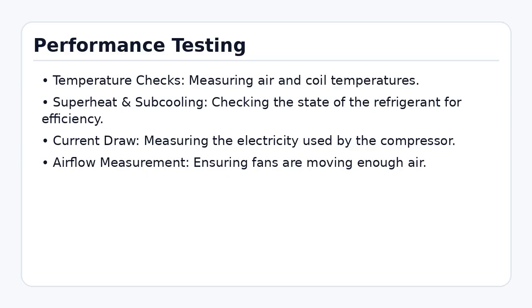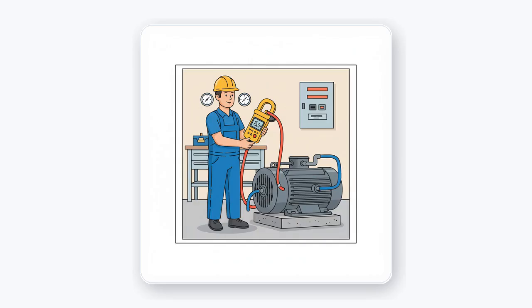Performance testing helps us ensure the system is running at peak efficiency. We check temperatures, measure the compressor's current draw with a clamp meter, and verify proper airflow across the coils. For example, a high current draw can indicate that the compressor is overworked, possibly due to a blockage, incorrect refrigerant charge, or an electrical fault.